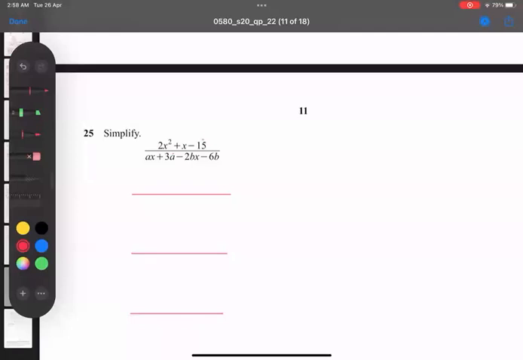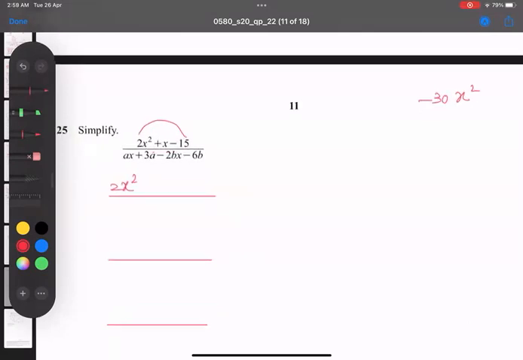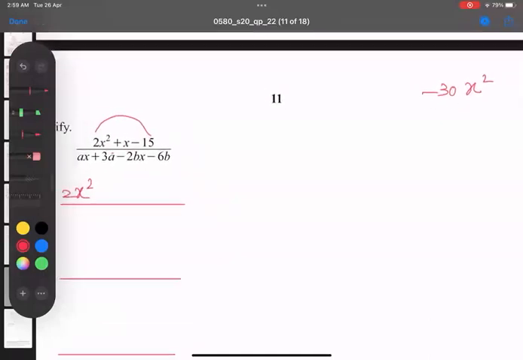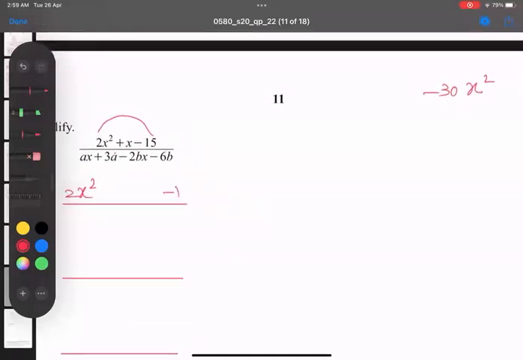Okay, 15 into 2, multiply, I get negative 15x to the power 2. Sorry, 15 times 2 is 30, so I'm getting 30x to the power 2. How do I go? First, copy the 2x to the power, this first term, and the last term also copy.